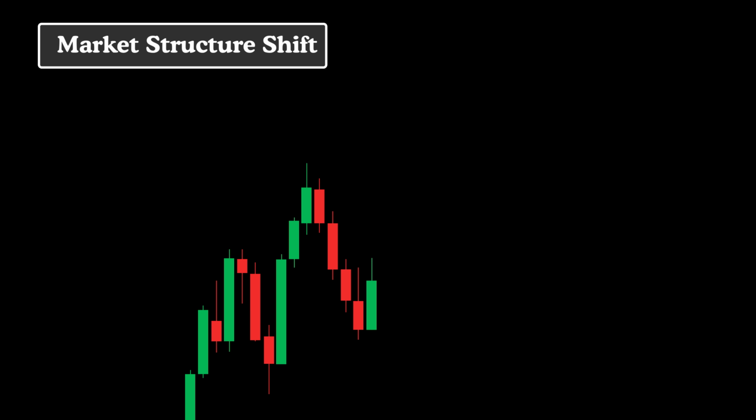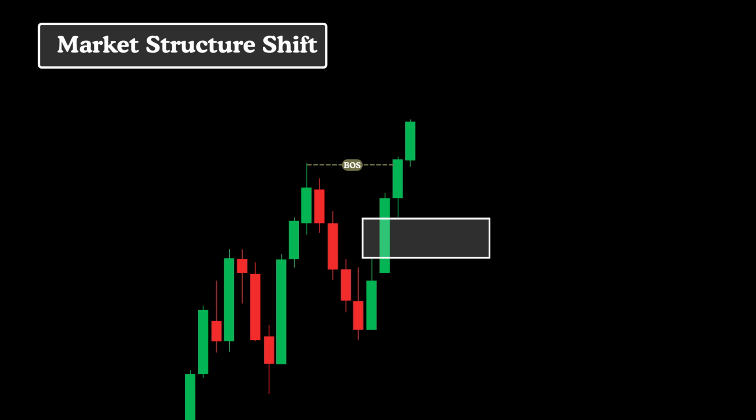First, market structure shift. FVGs created during a market structure shift or break of structure perform best when the market breaks a major level, such as a significant high or low, followed by a fair value gap. A strong move is developing. These fair value gaps typically behave as support or resistance.